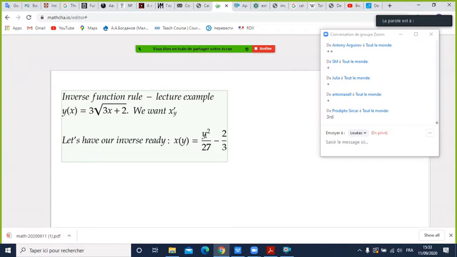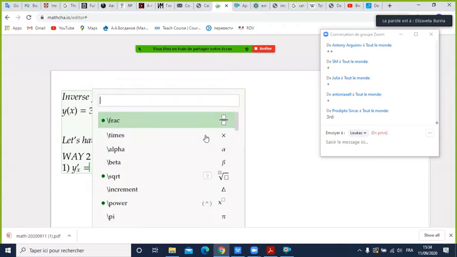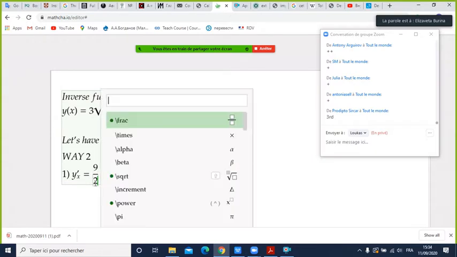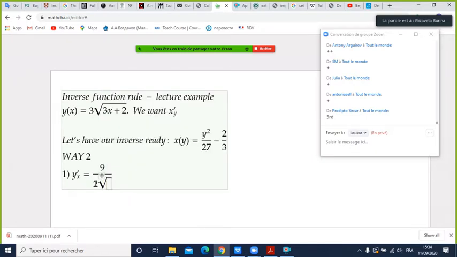Perfect. So I'm going to first now use the second way. So go ahead and finally use the inverse function rule. And you remember that yesterday you got it. So now way 2 I'm using. First, y prime x, since yesterday you should have it, is a fraction, numerator 9, denominator 2 square roots of 3x plus 2.